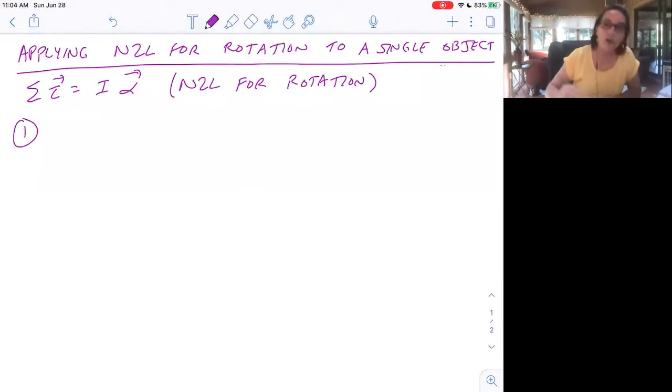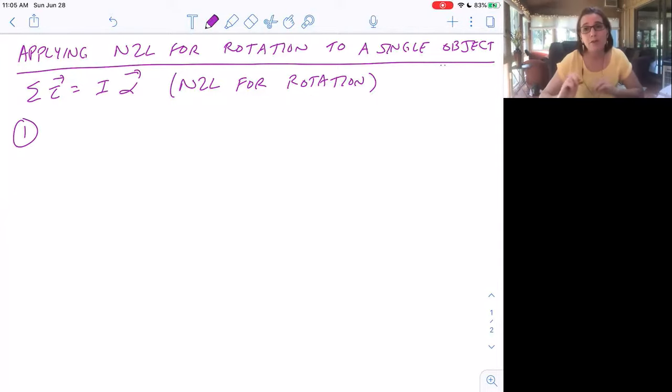So the first step in your problem solving is very methodical, very much like Newton's second law in linear motion. We're going to have very specific steps that you always follow when you're doing a Newton's second law problem, whether or not it's for linear motion or rotational motion. So here we go. The first one is going to be to draw our version of a free body diagram.